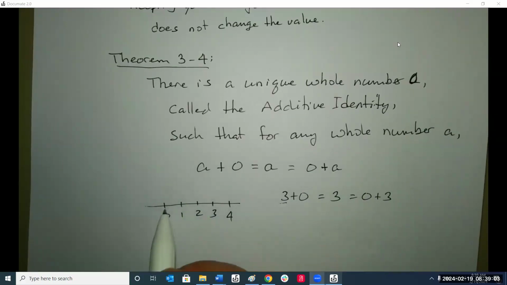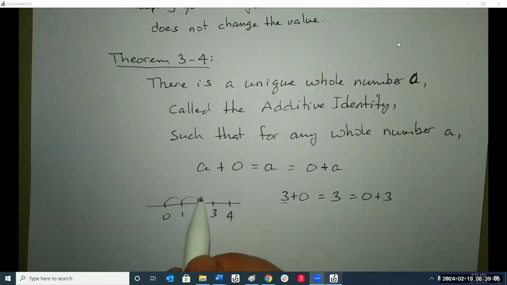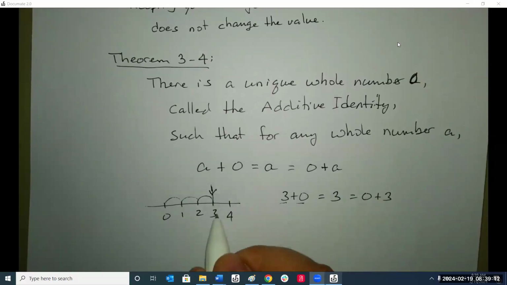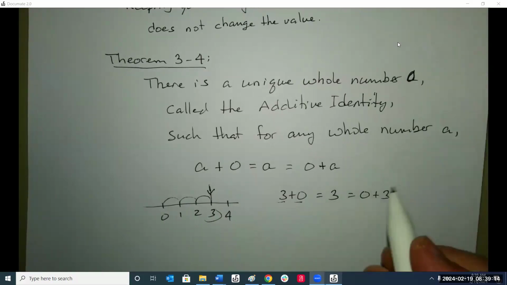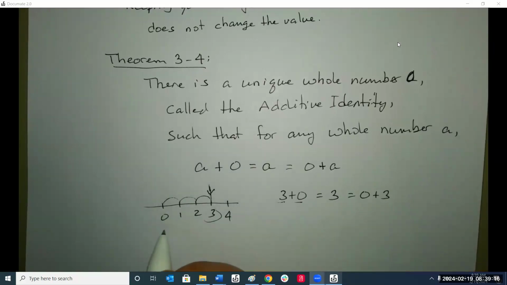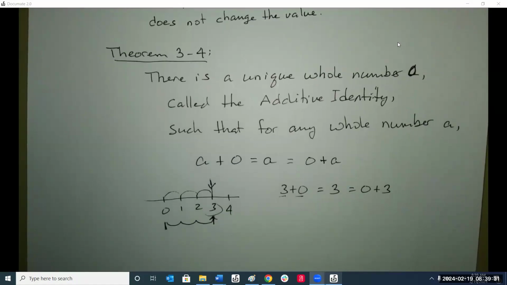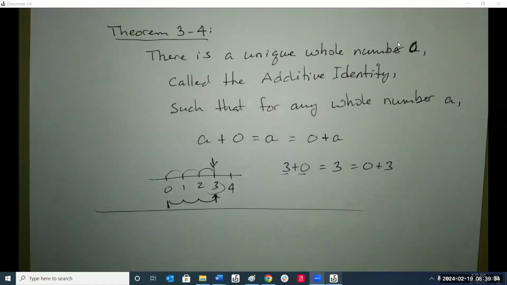I first go to number 3. So I start at 0. 1, 2, 3. And I don't go anywhere. So I stay here. It equals 3. Or this one, I start at 0 and stay there. Then I add 3. 1, 2, 3. Also equals 3. All right, let's look at some examples of these so far.